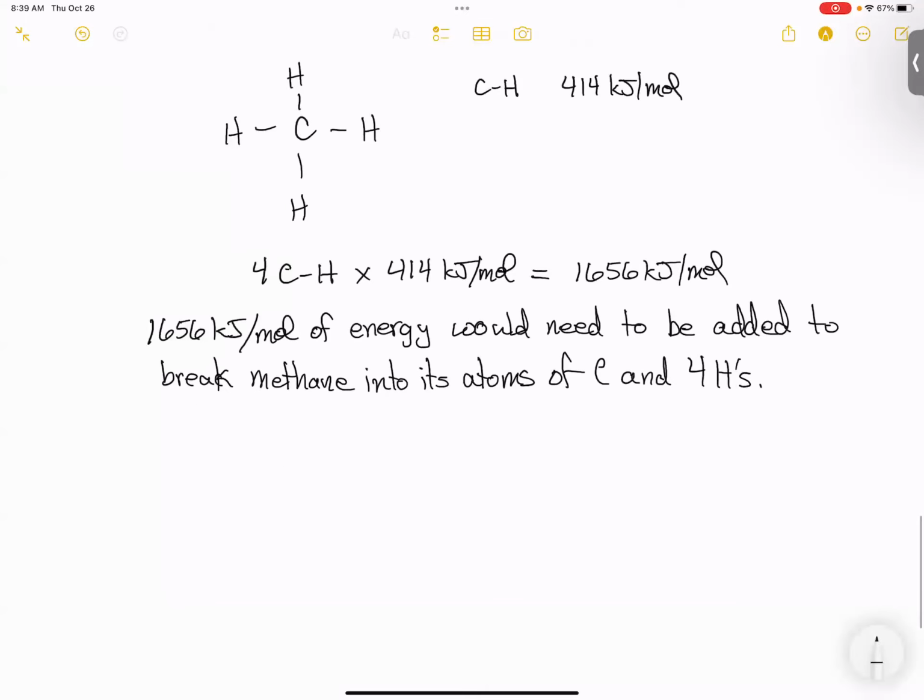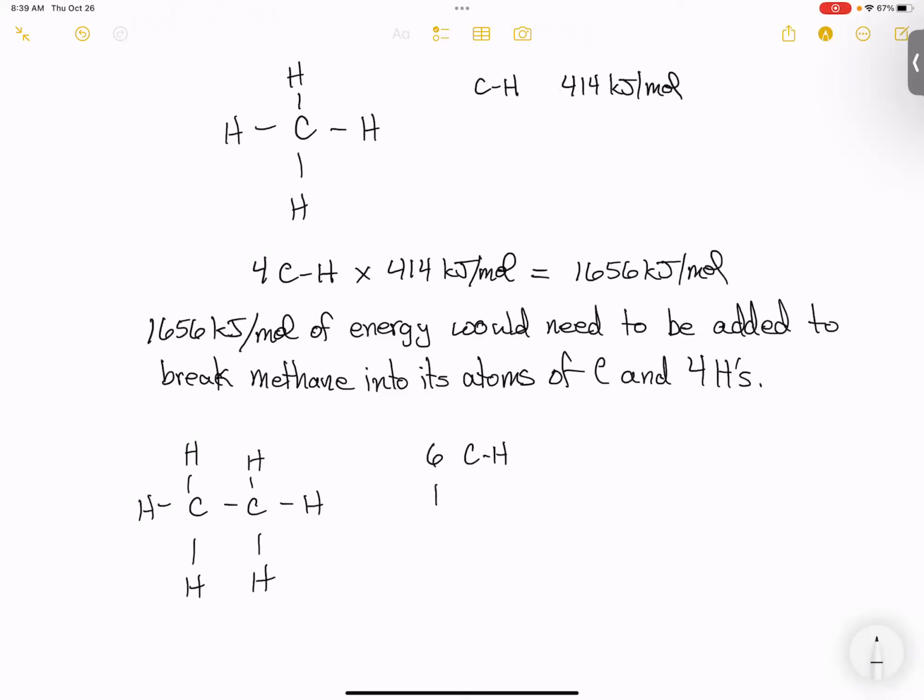If I were to go with ethane, now we have 6 carbon-hydrogen bonds, but we also have 1 carbon-carbon bond. If I look up their information, a carbon-carbon is 347 kilojoules, and a carbon-hydrogen I said was 414.